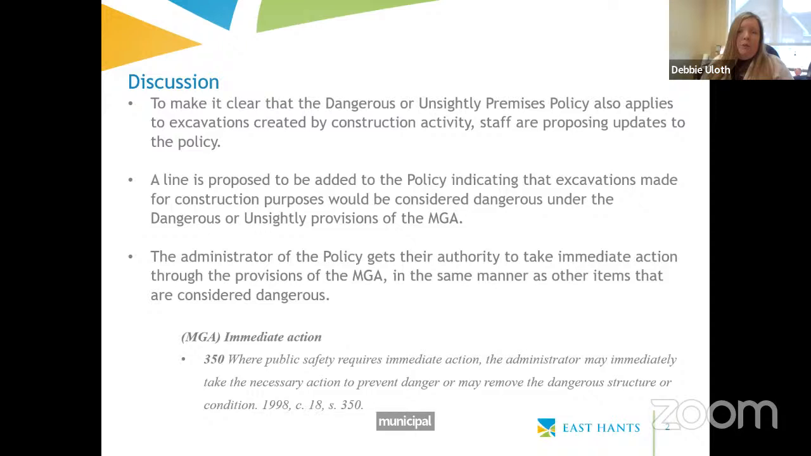And the administrator of the policy gets the authority to take immediate action through the provisions of the Municipal Government Act, in the same manner as other items that are considered dangerous. So that's just section 350 of the Act: where public safety requires immediate action, the administrator may immediately take the necessary action to prevent danger or may remove the dangerous structure or condition.